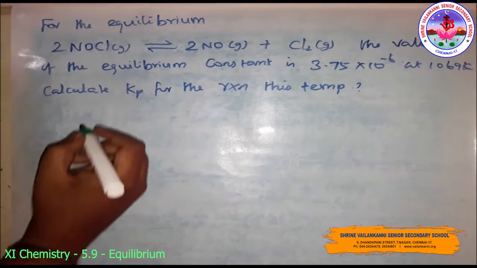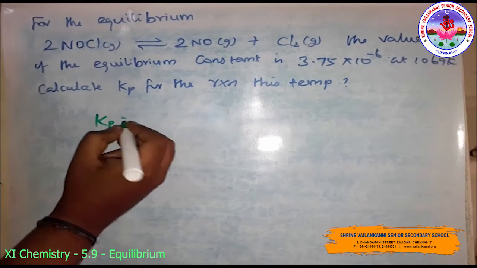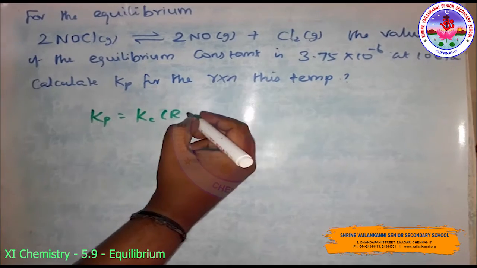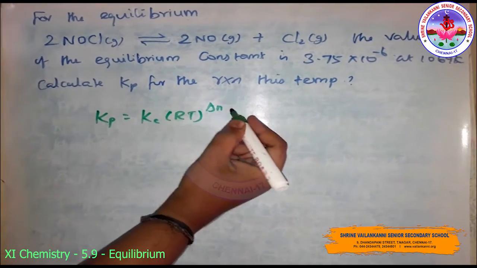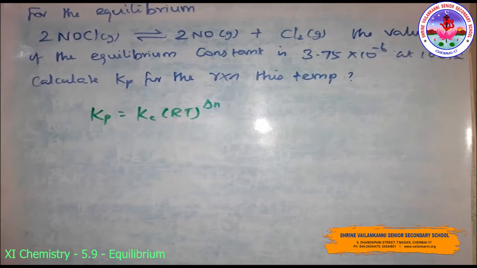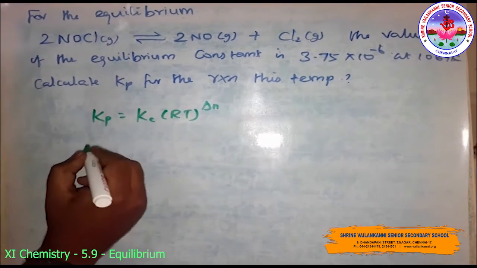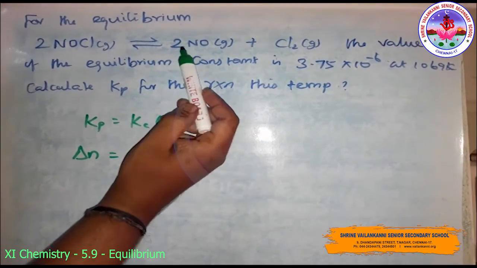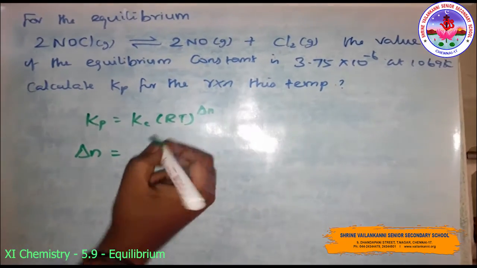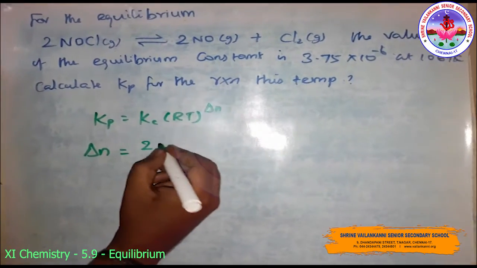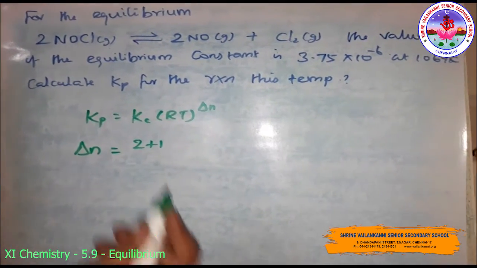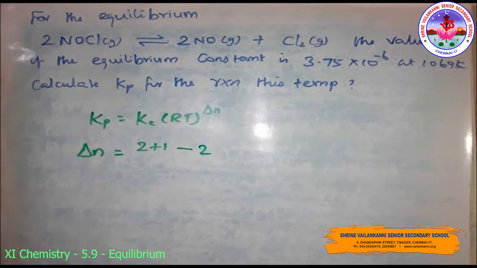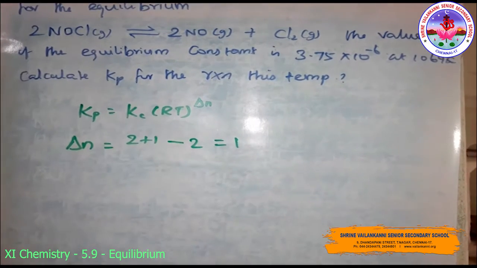So we know already, Kp is equal to what? Kp is equal to Kc into (RT) to the power del n. Here del n is the number of moles of gaseous products minus reactants. So first we have to calculate del n. Del n is equal to what? 2 moles of product divided by reactant. 2 plus 1, so the number of moles on the right hand side is 3, minus the number of moles of reactant, 2. So 3 minus 2 is equal to what? 1. So del n is equal to 1.